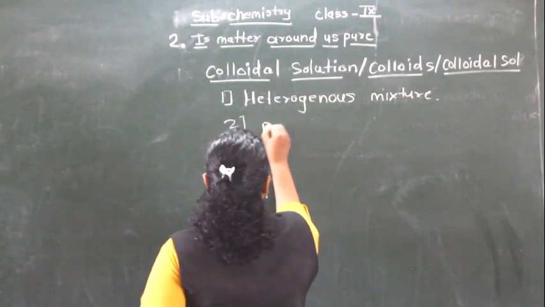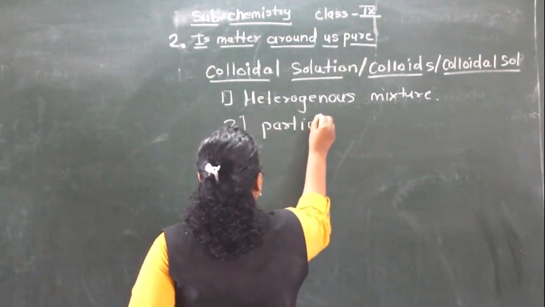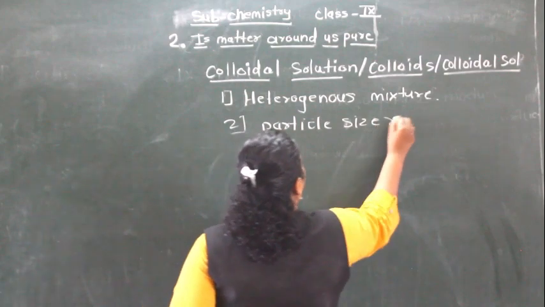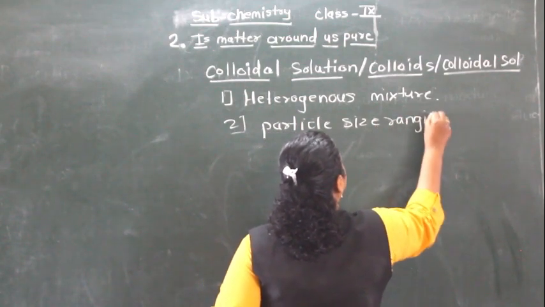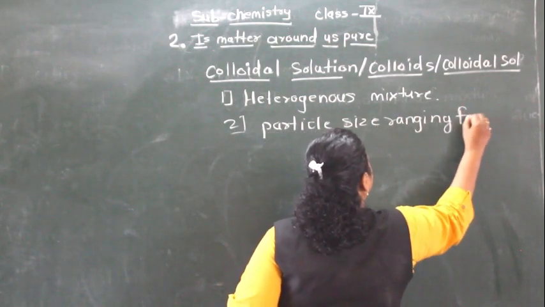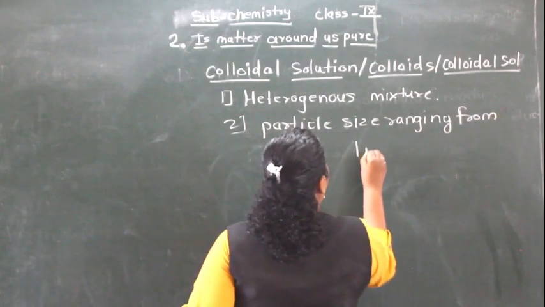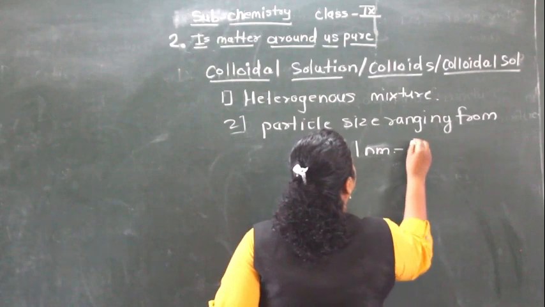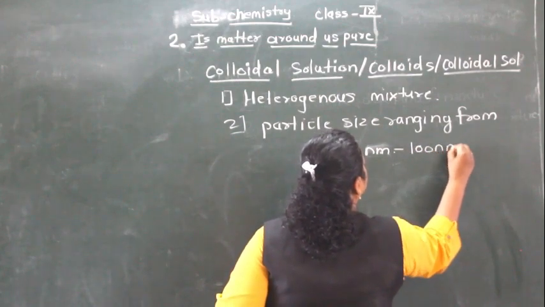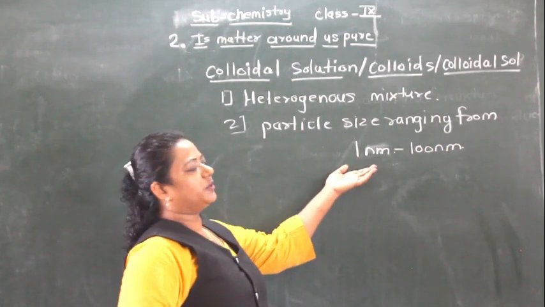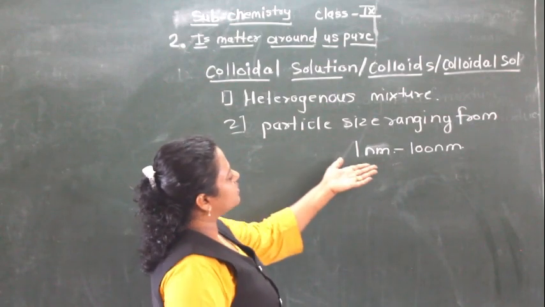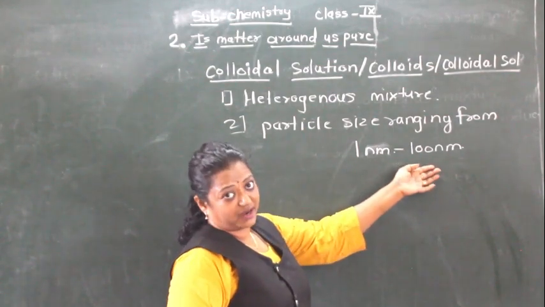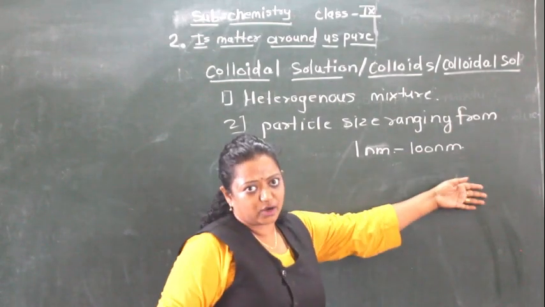The particle size is ranging from 1 nanometer to 100 nanometer. The particle size in the solution is less than 1 nanometer, while suspension particles are more than 100 nanometer.